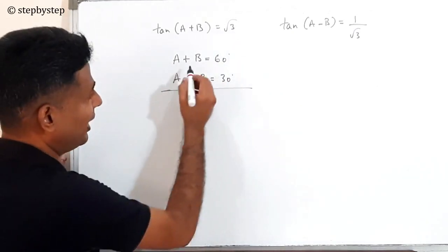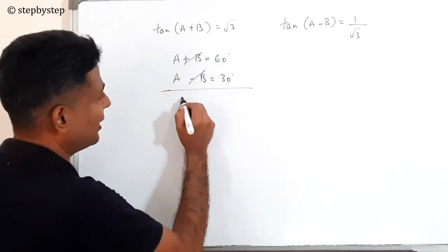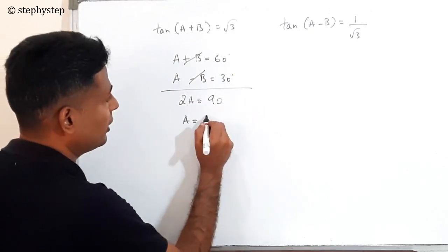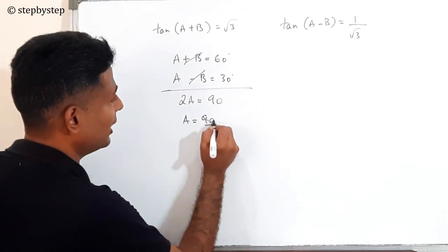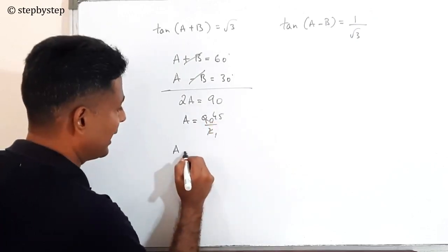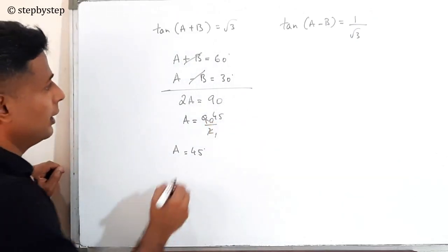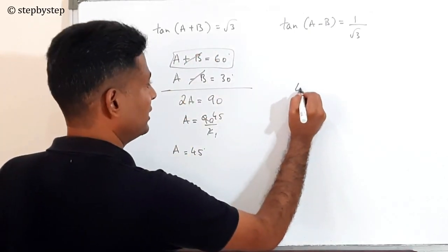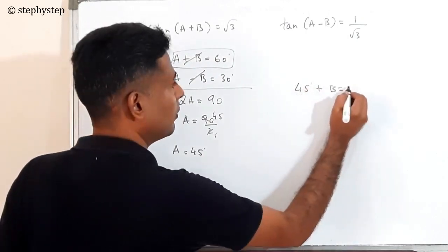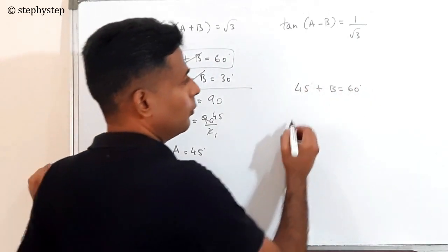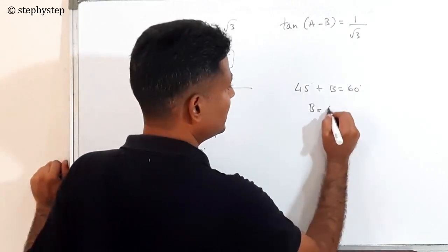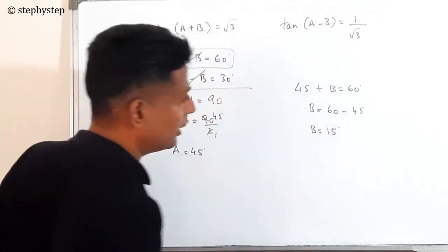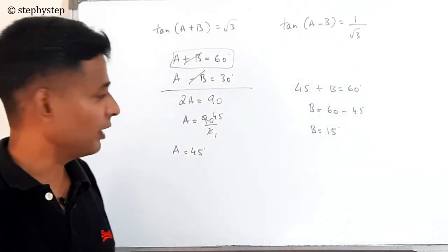Now, using the elimination method, if I add, plus b minus b will cancel, a plus a, 2a equal to 60 plus 30, 90. So a equal to 90 by 2, so 2 ones are 45. So I got angle a equal to 45 degrees. Now substituting in the first equation, a plus b, that is 45 plus b equal to 60 degrees, which means b equal to 60 minus 45, which means b equal to 15 degrees. This is the final answer.